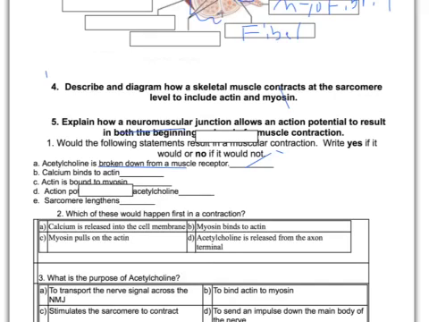How would we make it a yes? Answer this right now, before I even speak. How could I turn this into a yes? Hopefully you were thinking it is bound to a muscle receptor. Right. Calcium binds to actin.